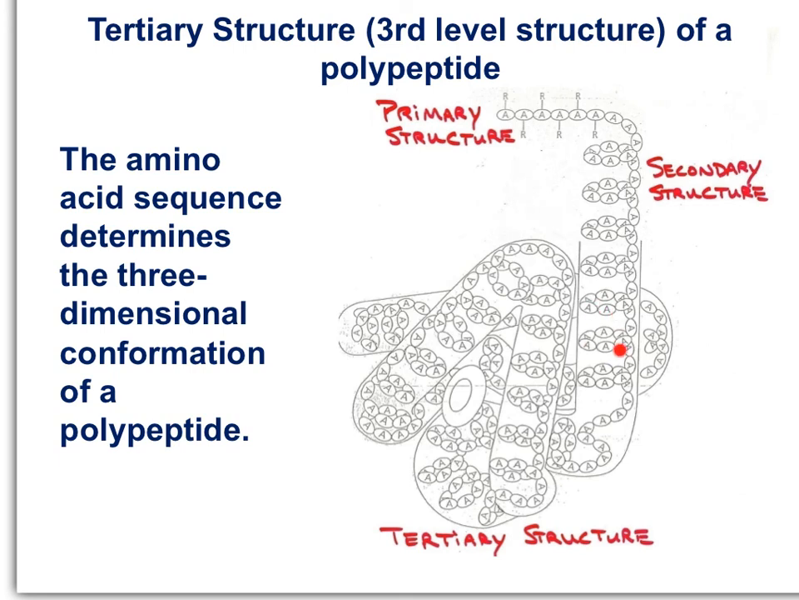Here you can see the alpha helix folding back on itself, resulting in 3-dimensional structure known as tertiary structure. The 3-dimensional conformation of a polypeptide is determined by the amino acid sequence. The positioning of specific amino acids along the primary structure determines how the polypeptide will fold. And the shape of the polypeptide, the tertiary shape, is critical to its functioning.